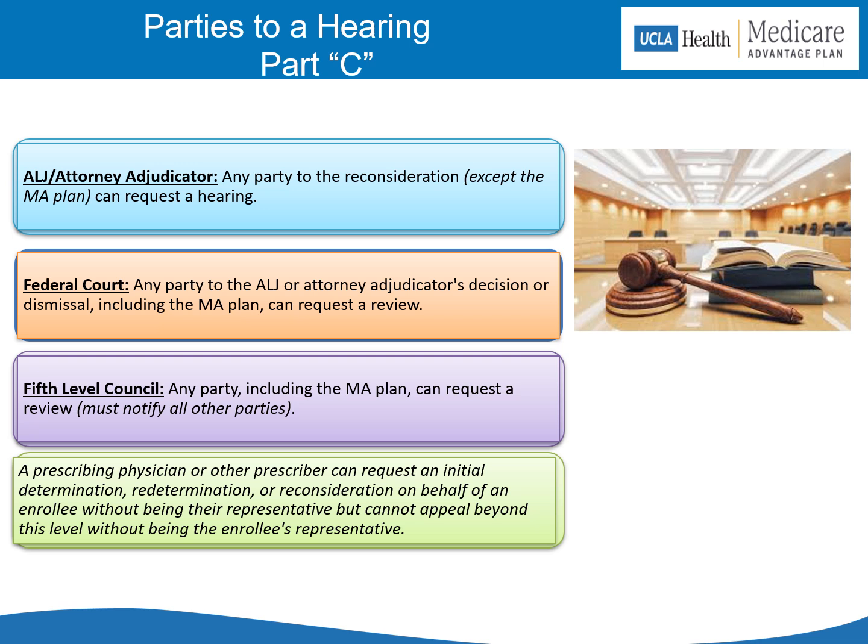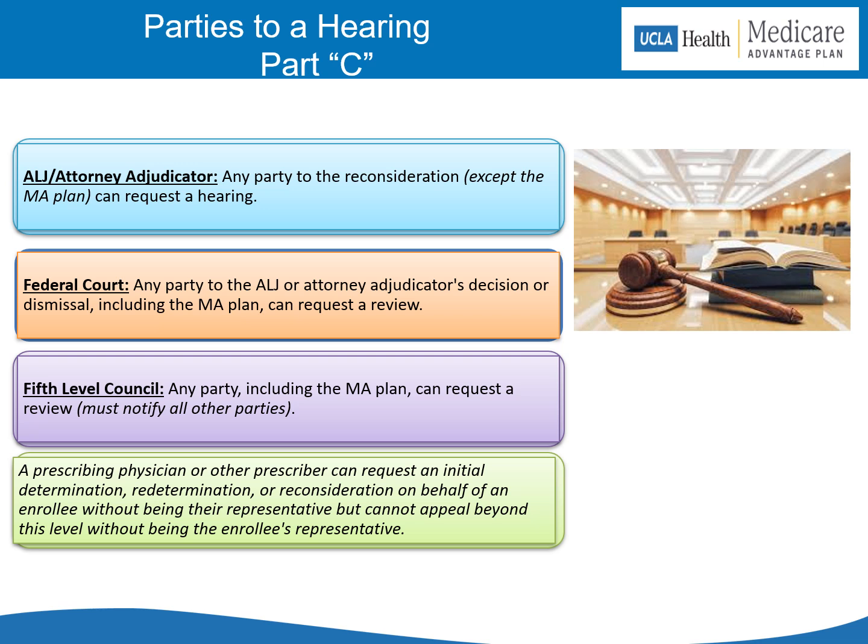Who can request a hearing? If you're unhappy with the decision made by your Medicare Advantage plan, you can request a hearing. This can be done by any party involved in the reconsideration except the Medicare Advantage plan itself. There are 3 different levels of review, including the ALJ, federal court, and 5th level counsel. Each level has specific rules about who can request the review and how it must be done.